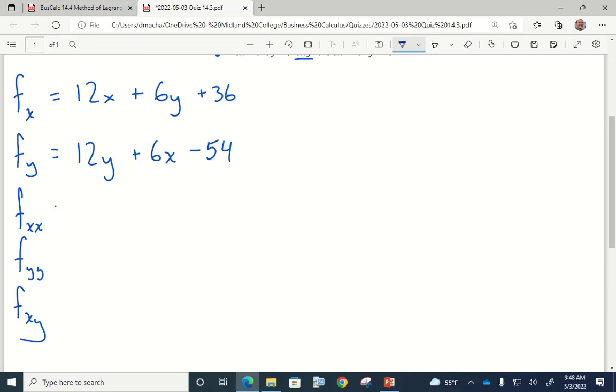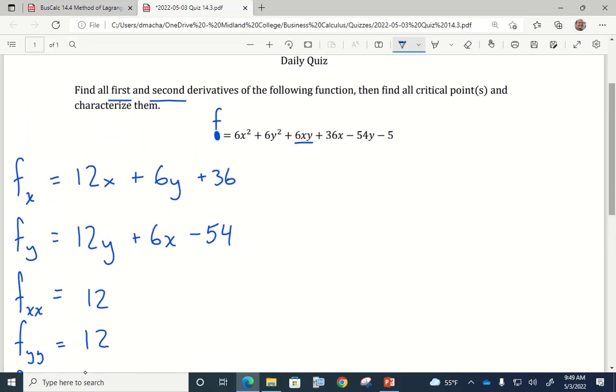Now the second derivative with respect to x is just going to be 12. The second derivative with respect to y is going to be 12. And then the mixed partial is going to be 6. So that's all my first and second derivatives.